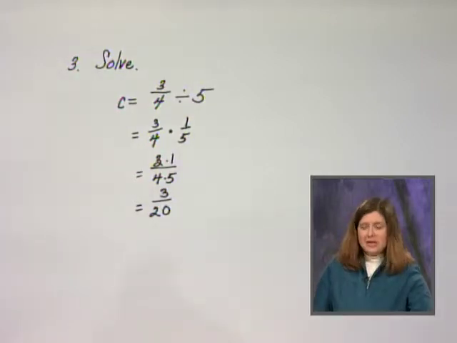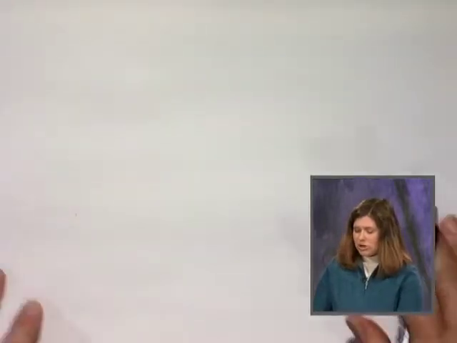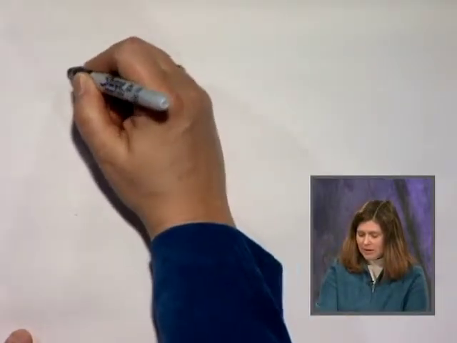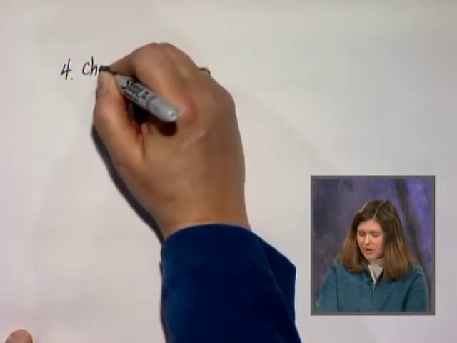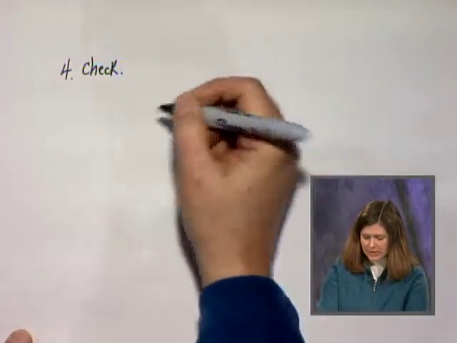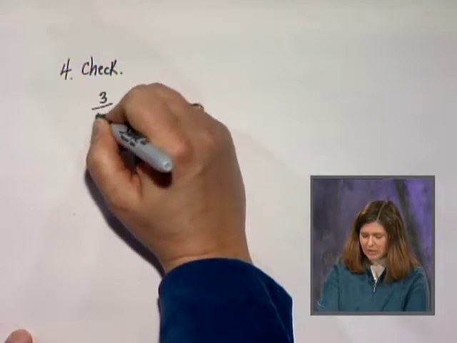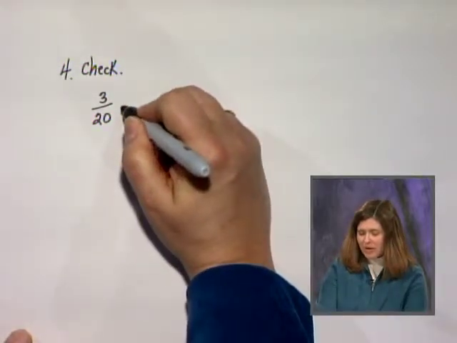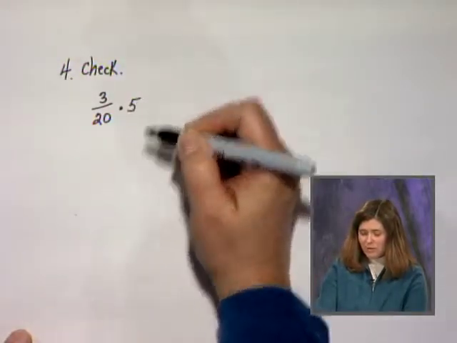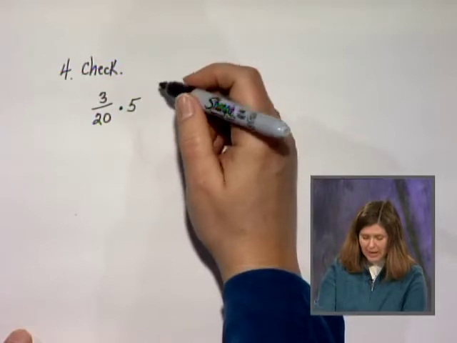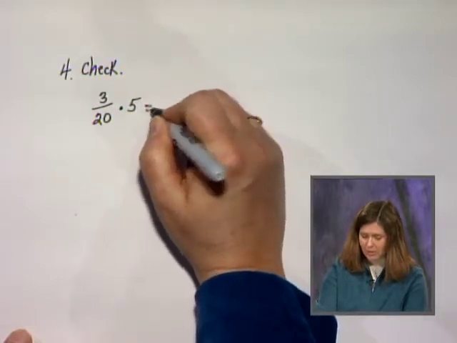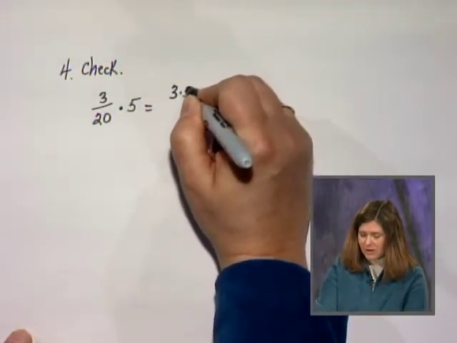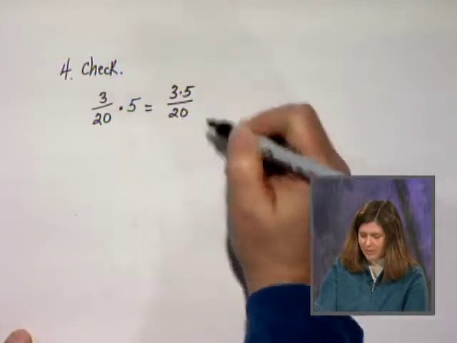Now we want to do the next step, which is to check our answer. Step 4. To check our answer, we need to see if 3/20 of a pound per person would make sense. Well, if each person gets 3/20 of a pound, we can multiply that by the 5 people who get it. And multiplying, we would have 3 times 5 over 20.